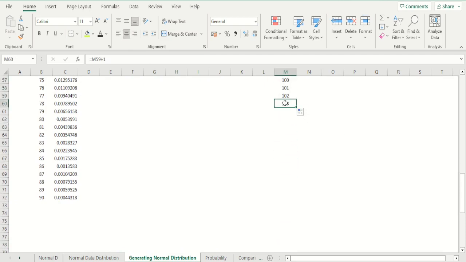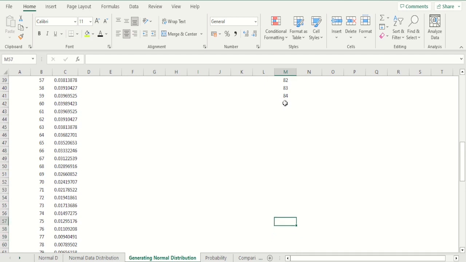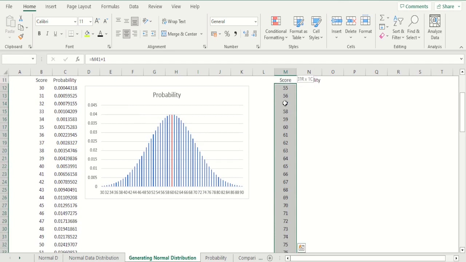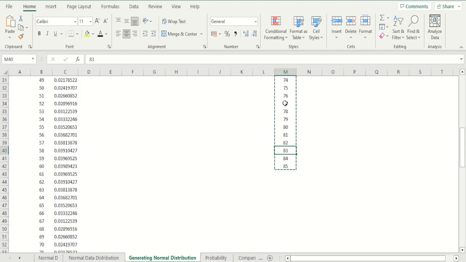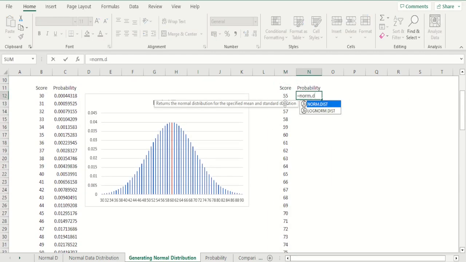Okay, let's take away the extra points here. And there we are. We have the required set of numbers here. And now using the norm distribution function, we can simply plot the probability for all of these points. So let's do that. If you go to probability and use the same norm distribution, remember the x value is this.